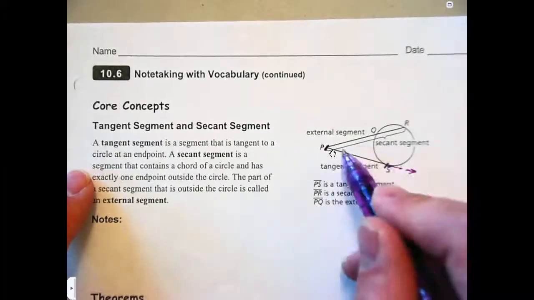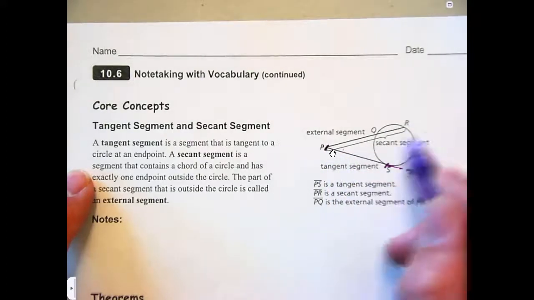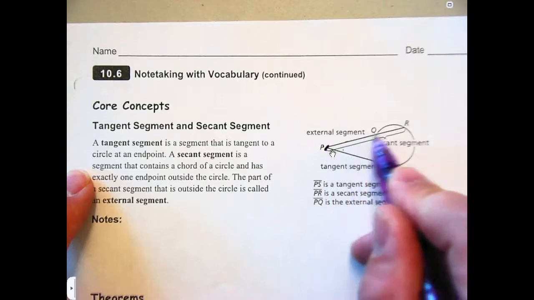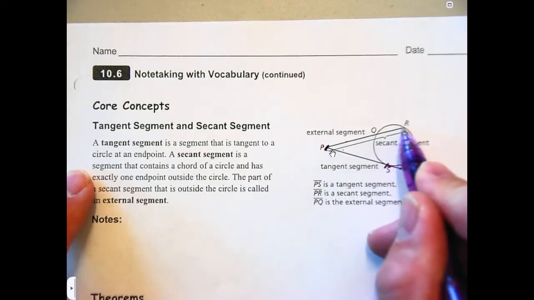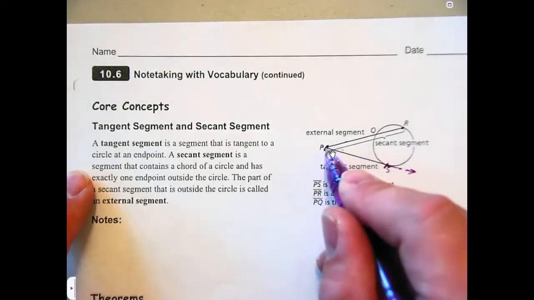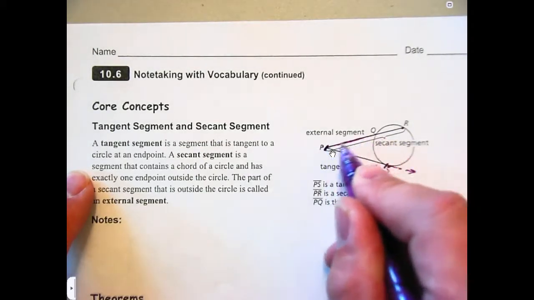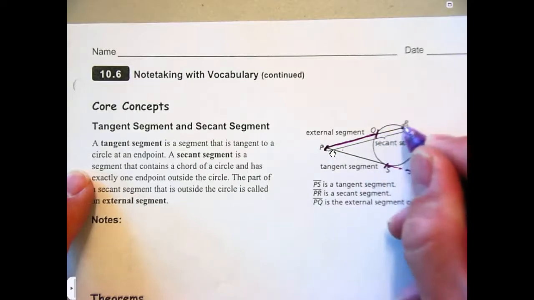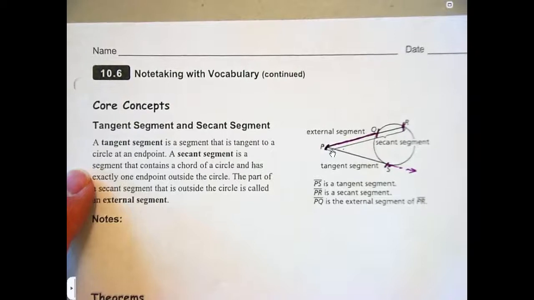Okay. A secant segment is the piece that starts at our point and goes through the circle to the second point on the circle. Within that secant segment, you have what's called an external segment, the part that lies outside the circle. What would we call this part then? Yeah, that's our internal segment.